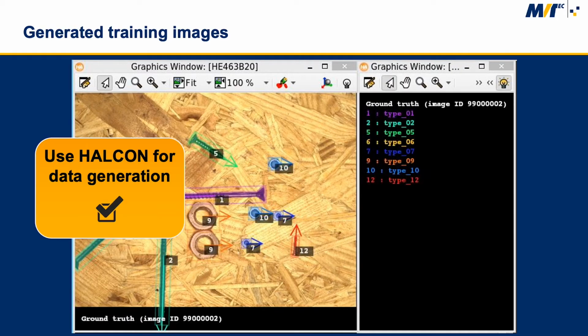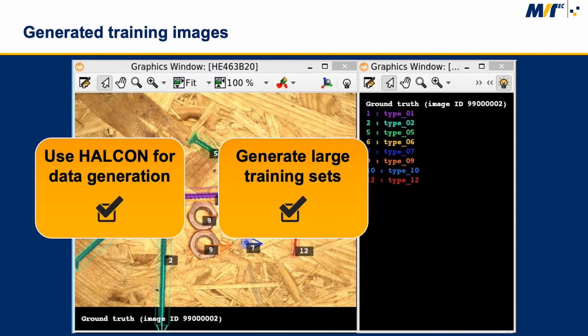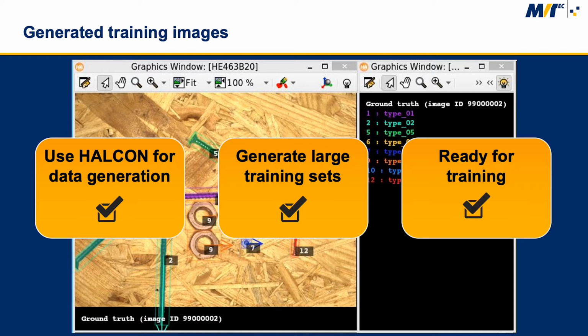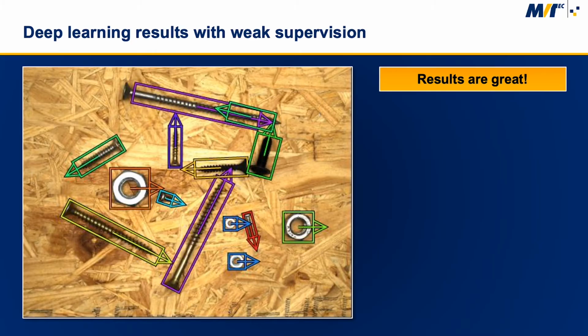With this, we have generated artificial training images using HALCON. We now have a large training set, and we are ready to train our deep learning-based object detection model. The training is done exactly in the same manner as it's done for the supervised setting, so we don't have to show you this. So let's just skip the training part and look at the results. If we have a first look, we can be really impressed by the results, even considering that we only annotated the classes of the 13 different screws.